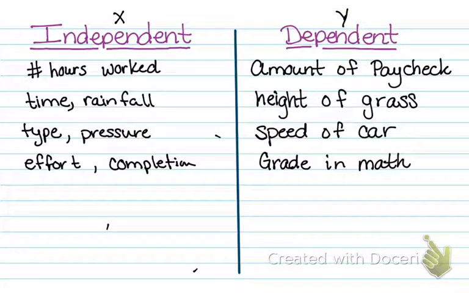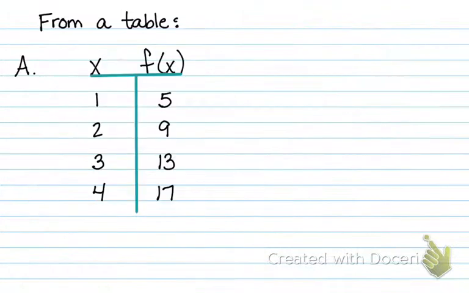All right, so remember the difference between independent, those are your x's. They usually have the control over something happening. So in our case, whatever we input or whatever's the first thing that controls something else, and that's your dependent. All right, so we're going to talk about how to write a function from a table.